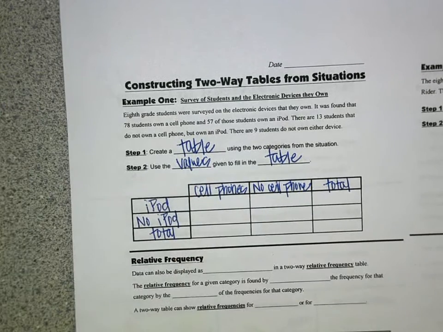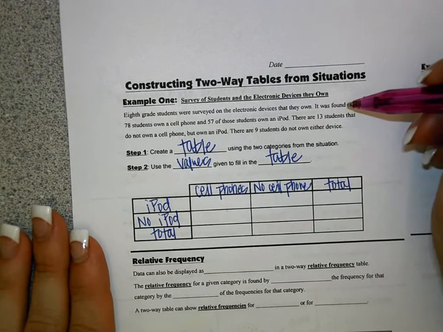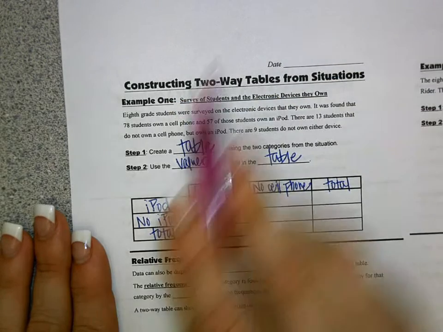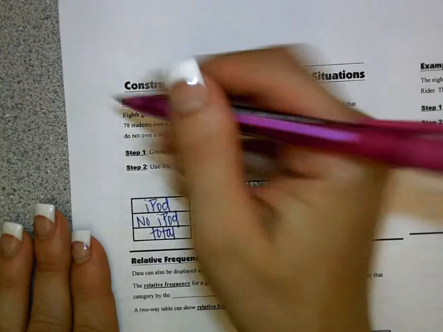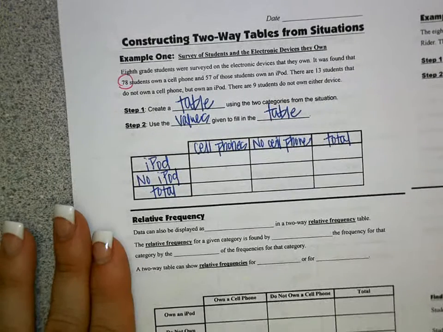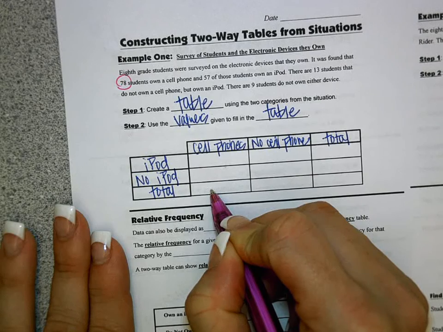Okay? Now let's fill in what we know. Okay, so here, we know that it was found that 78 students own a cell phone. Is that the total? What is the 78? Where does that go? 78 students own a cell phone. There you go. That's actually your total of students.